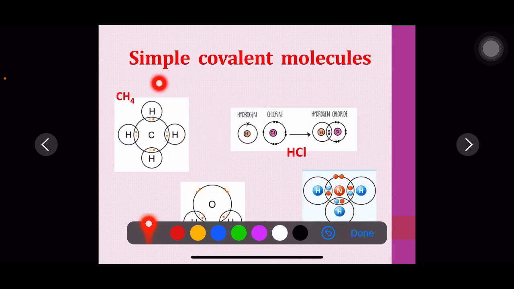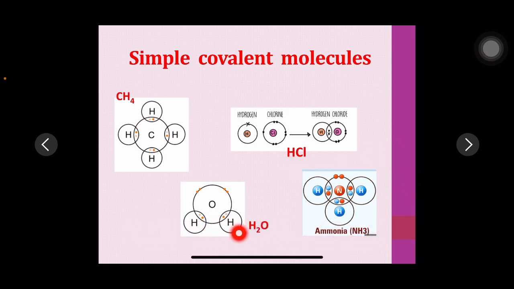Some examples of simple covalent molecules are methane, hydrogen chloride or hydrochloric acid, water and ammonia. So the bond between carbon and hydrogen, because each C is bonded to 4H, carbon has total 6 electrons, 2 in the first shell and 4 in the outer shell. The outer shell is all bonded to 4 hydrogen.